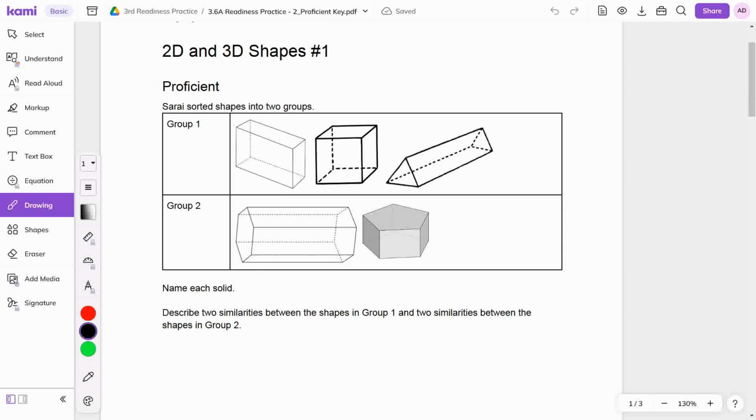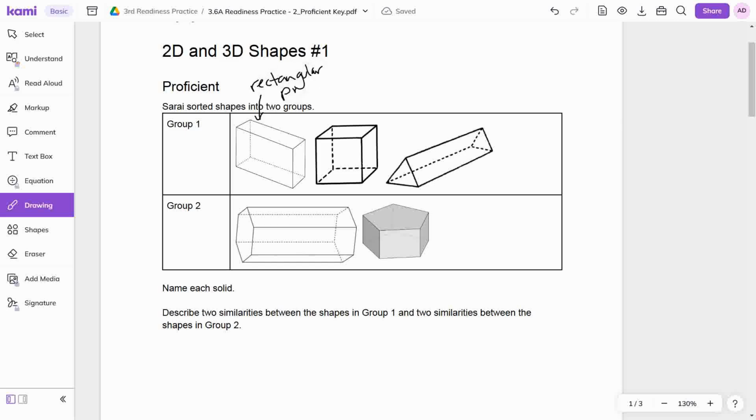And these are all going to be three-dimensional shapes, and in fact, they are all prisms. Now, we can name these prisms by looking at their bases and what shape their bases are. So we'll start with this first one right here. And this is a rectangular prism.